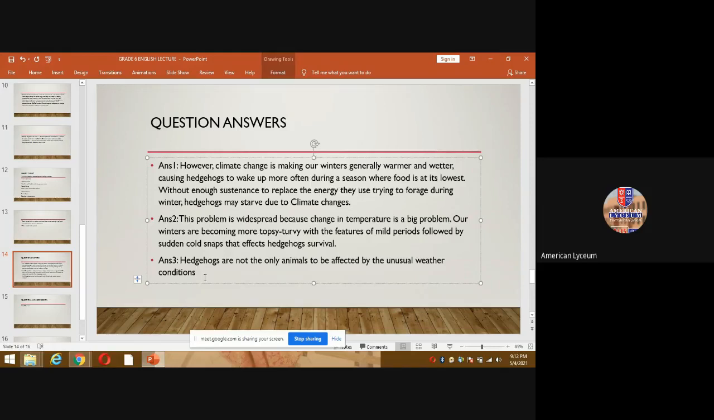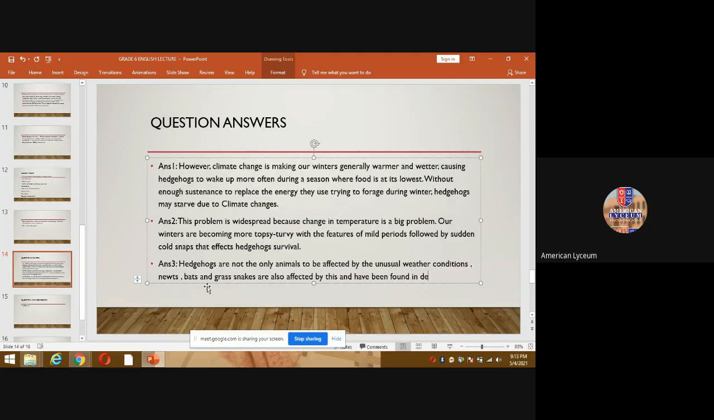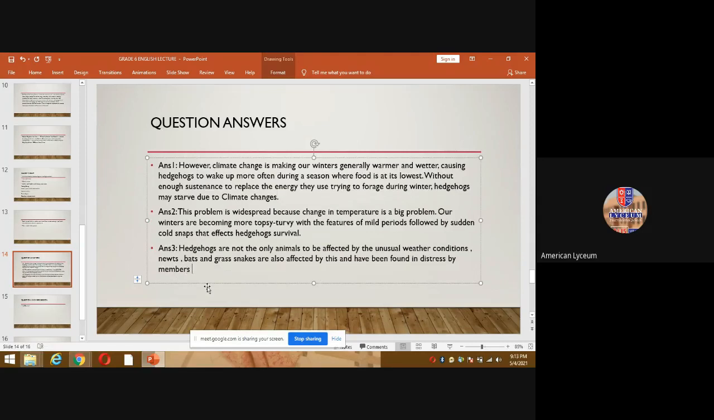Weather conditions, newts, bats, and grass snakes are also affected by this and have been found in distress situations, reported by members of the public.